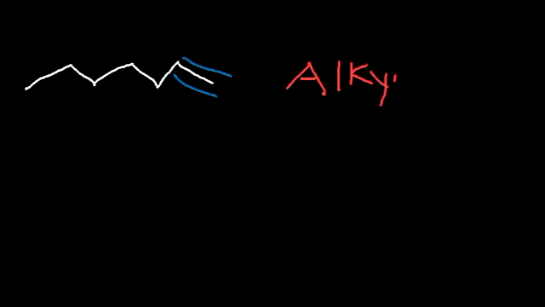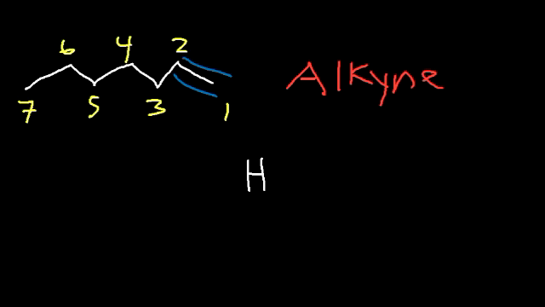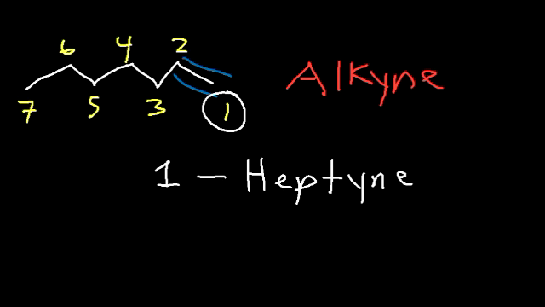Now what about this molecule? What's the functional group that's on it? Let's say if there's a triple bond. So this is called an alkyne whenever you have a carbon-carbon triple bond. And a triple bond is between carbons 1 and 2. So because the parent chain has a total of 7 carbons, rather than saying heptane, it's going to be heptyne. But because the triple bond is on carbon 1, it's 1-heptyne.